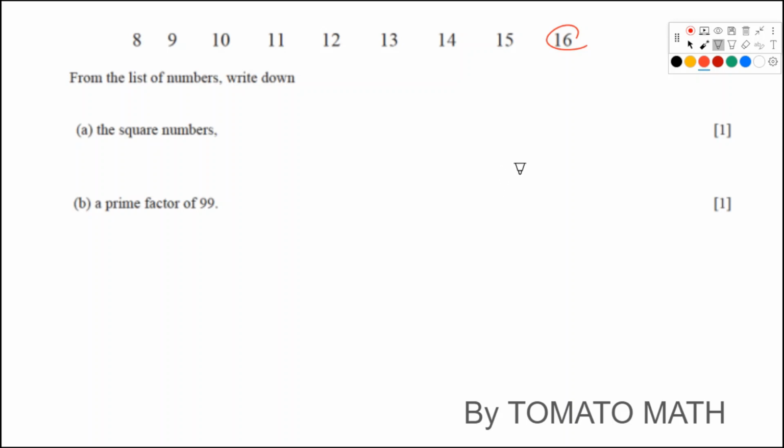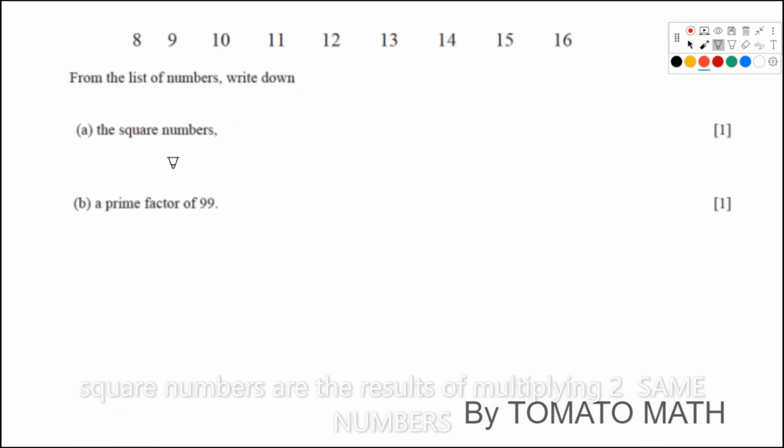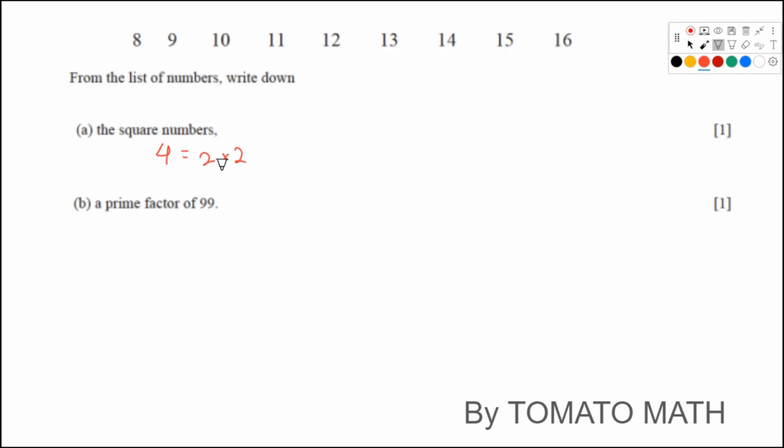Okay, so the first question is: from the list of numbers, write down the square numbers. We know that square numbers are the result of multiplying a number by itself. For example, 4 is equal to 2 times 2, so 4 is a square number. In order to find the square numbers, we can take the square root of the number.